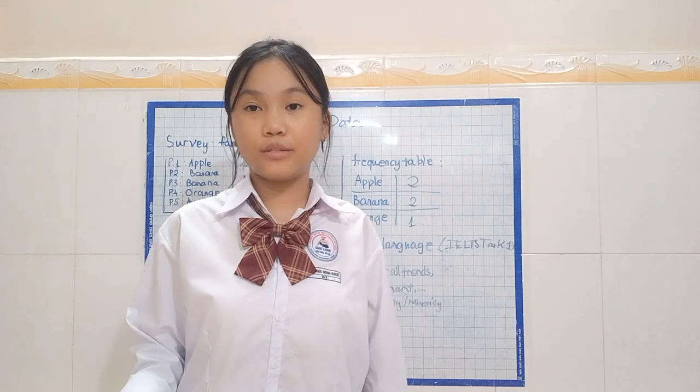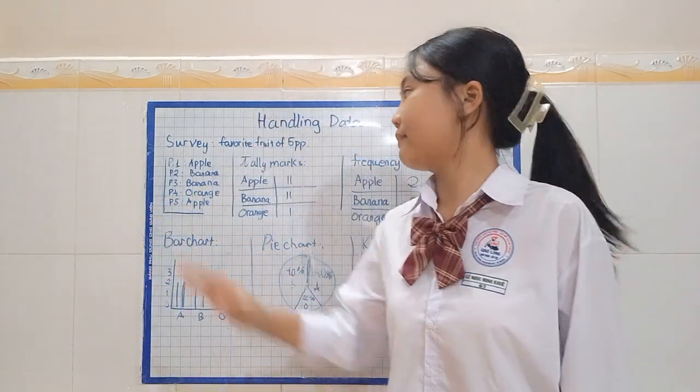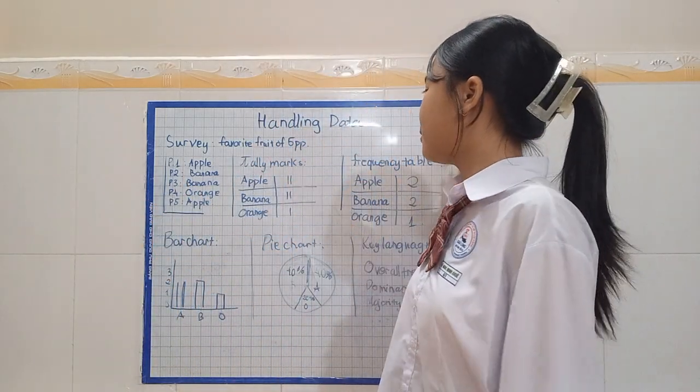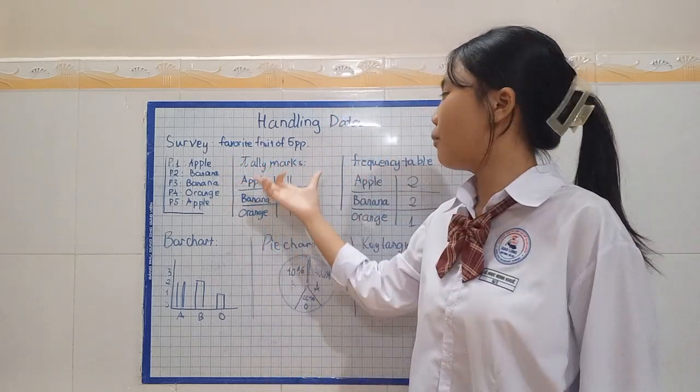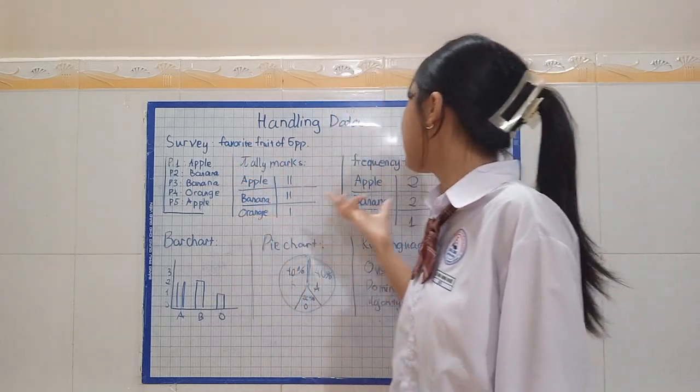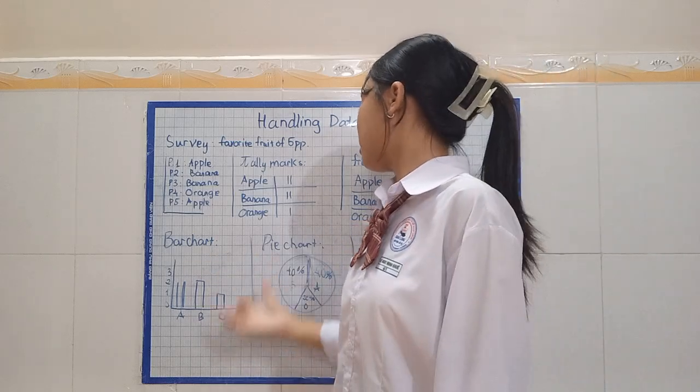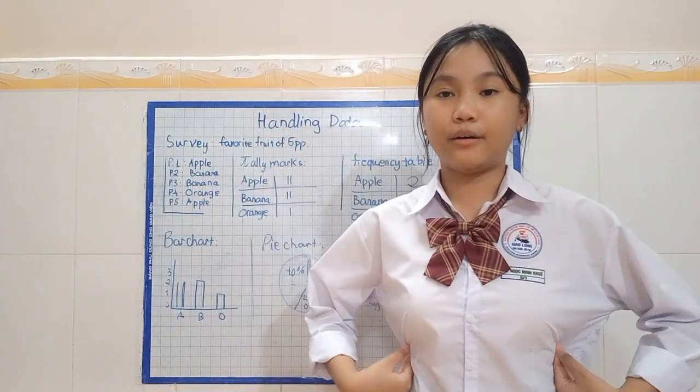And so how do we solve them through different approaches? In this video, I've carried out a survey, trying to mix them up into ways of representing data, such as tally marks, frequency table, bar chart, and pie chart, and also pointed out some key vocabulary used in IELTS writing.